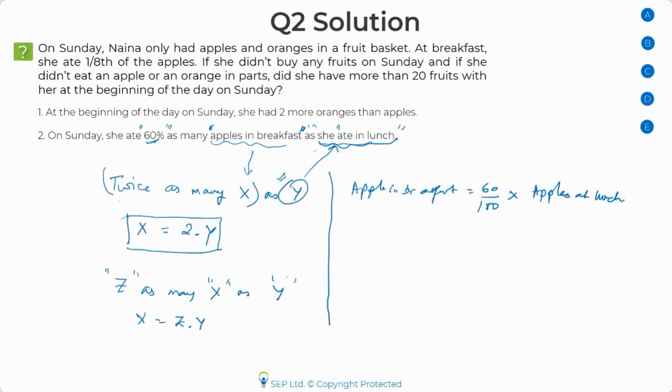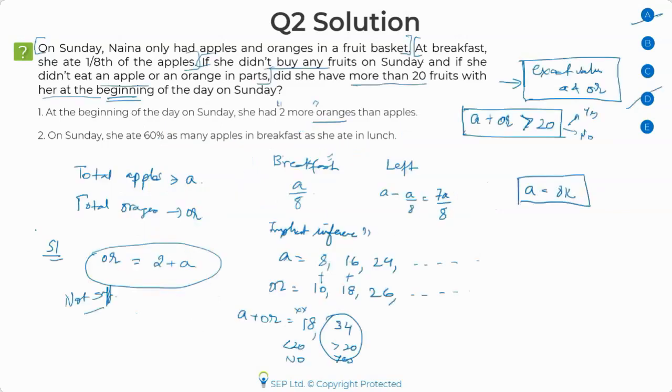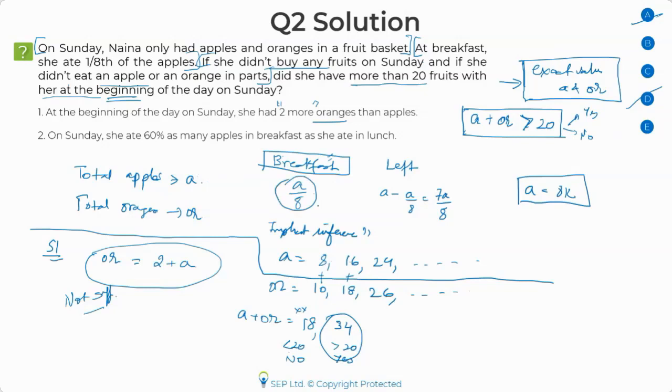Okay, I can see it's clear to everyone, which is pretty good. So now, once you know this, let me go back to the previous slide once, because there's one piece of information that we had in the question stem. From the question stem, remember, we have all this information with us. And we know that at breakfast, she had an eighth of the apples.